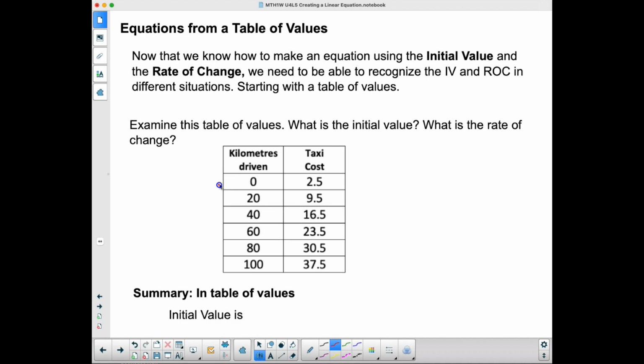We've done that. We have to figure out what the x's go up by and what the y's go up by. Although these aren't going to be x's and y's, we're going to have different letters in here, but still, we have to do our rate of change. So, the x's are going up by 20. And the y's are going up by, it looks like 7. Yep, $7.